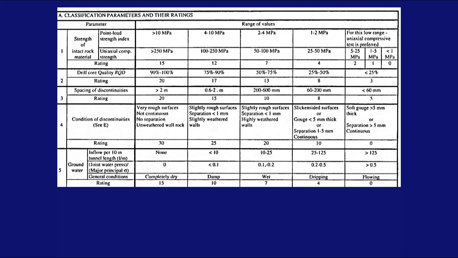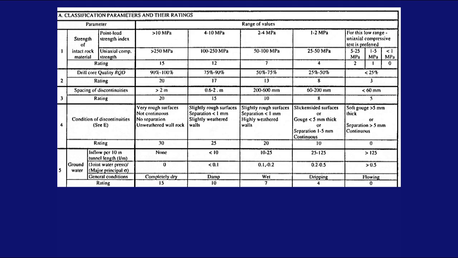And the parameters were, as you see, the strength of intact rock material, the drill core quality in terms of the rock quality designation, the spacing of the joints or discontinuities, the condition of the discontinuities, and the groundwater conditions. And then those have various ratings associated with them. So, for example, the strength has a maximum rating of 15 points. Drill core quality, the RQD, a maximum rating of 20. Spacing of discontinuities, 20. Condition of discontinuities, 30. And groundwater, 15. And when you add all those together, you come to 100. So the perfect rock has a score of 100, and a very poor rock is going to be down at a score of 10 to 20, something like that.